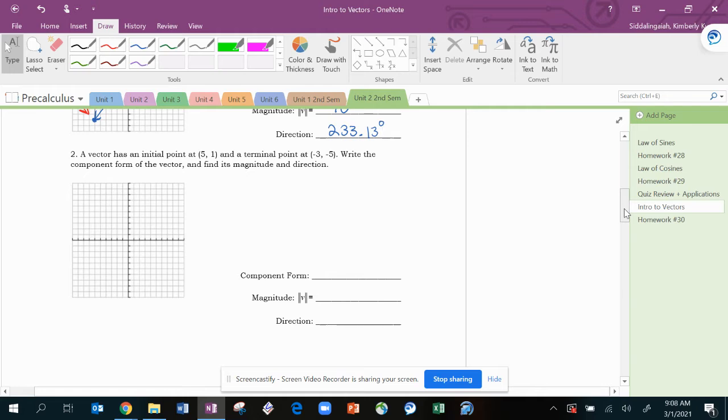Okay, so let's move on to number 2. Notice for number 2, it tells us that initial point and that terminal point. So let's plot them. So this is where the vector is starting. And then (-3, -5) is where the vector is ending.